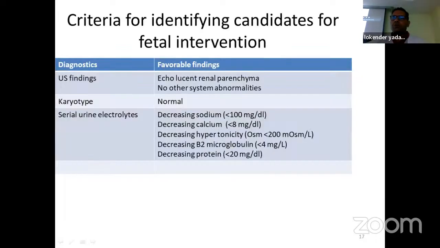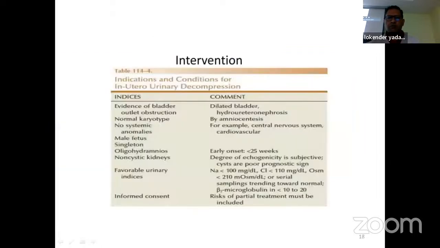The criteria for identifying candidates for fetal intervention are based on the ultrasound findings. The favorable criteria are echogenic renal parenchyma, and there should be no other systemic abnormality. The karyotype should be normal, and on urine, the serial electrolytes should be in a decreasing trend. At least 3 readings of the urine examination are done for this. There should be decreasing sodium, calcium, hypotonicity, beta 2 microglobulin, and protein levels in the fetal urine.